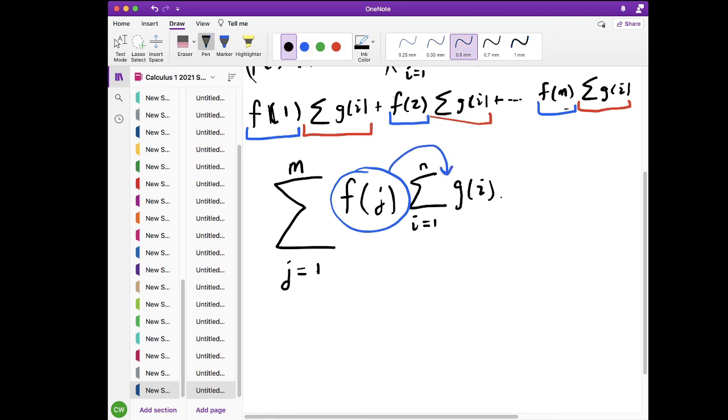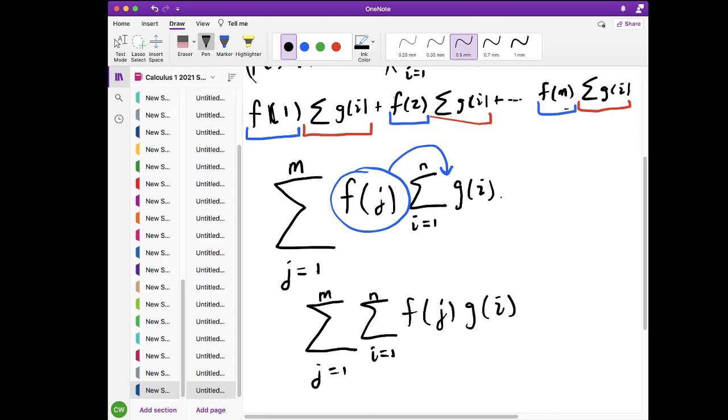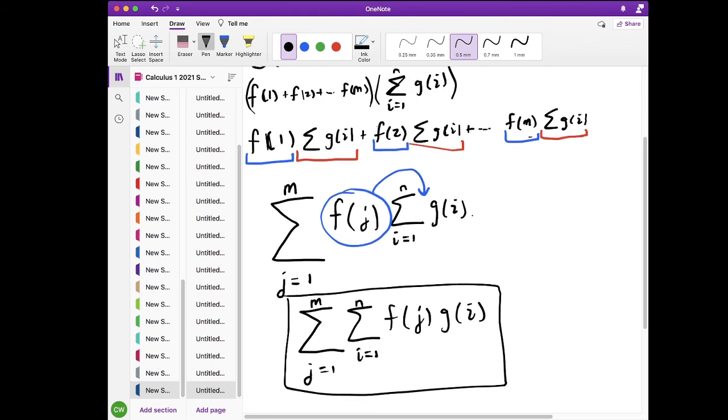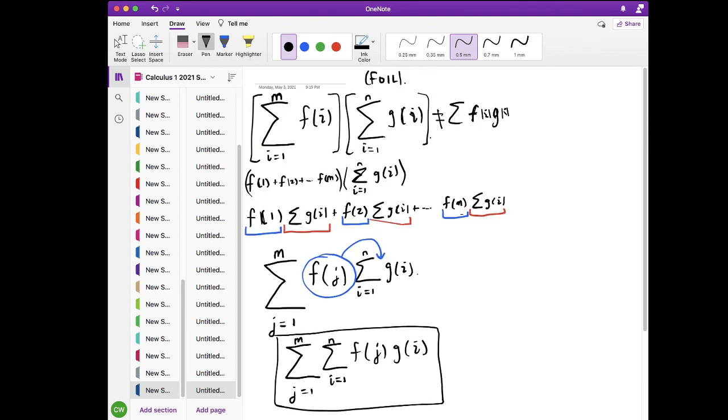So this is a double sum. There's two sums going on. j is going from 1 to m, and i is also going from 1 to n. So we use different indices to determine different sums. So this is the FOIL formula for a product of sums. We'll never use that, but it's kind of a cool thing to know. My first introduction to a double sum.